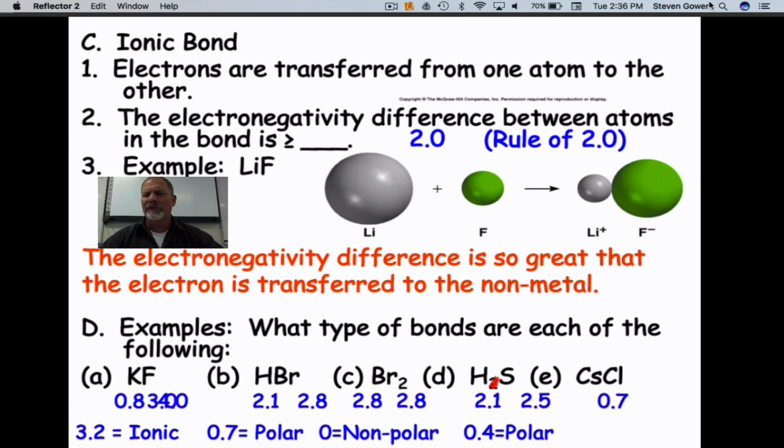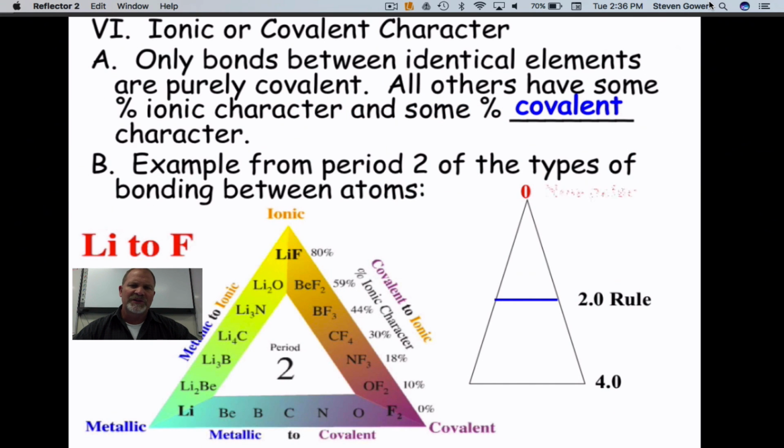And then cesium and chlorine. Cesium weighs in at 0.7, chlorine is 3.0, the difference is 2.3, so I classify it as ionic. Remember, it's ionic, but covalent is still actively taking part in the bonding. So we will actually draw this out here.